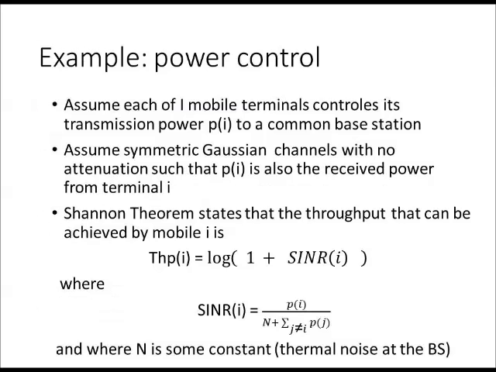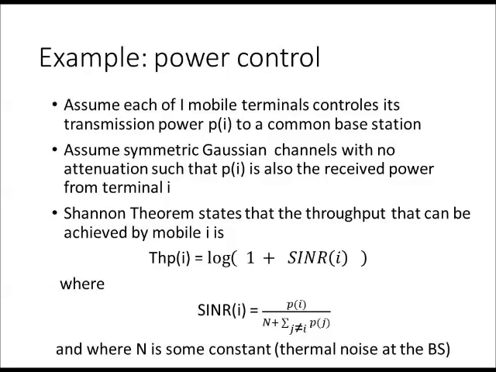So here is an example of such games, of Rosen games, which are called concave games. This is a power control problem. We assume that there are immobile terminals, and each one controls its transmission power P_i to a common base station. So there is one base station that is common for all mobiles. We assume symmetric Gaussian channels with no attenuation, such that P_i is also the received power from terminal i.